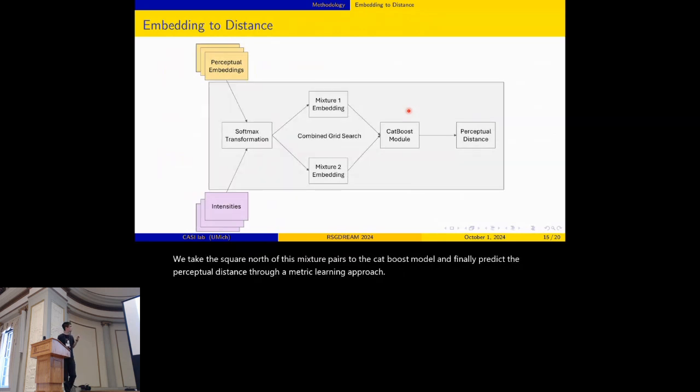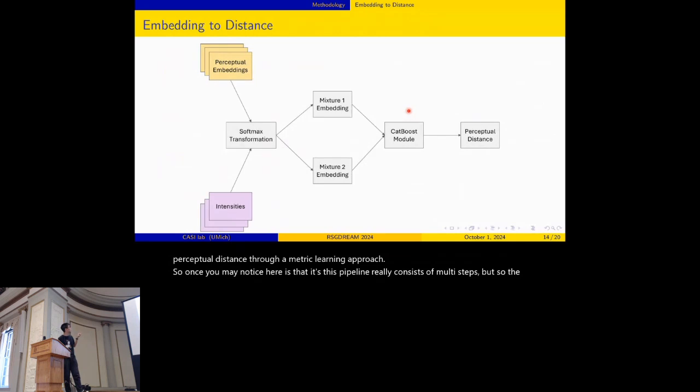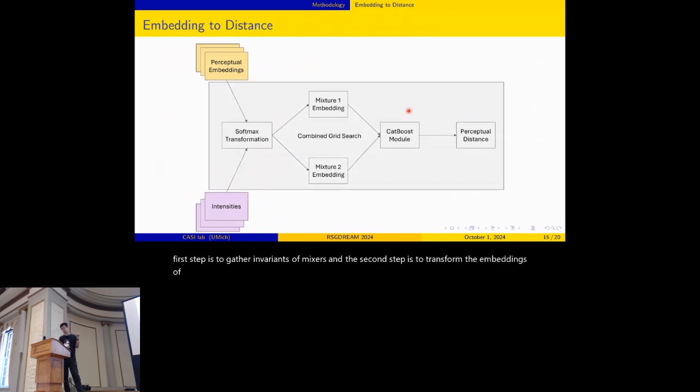So one thing you may notice here is that this pipeline really consists of multiple steps. The first step is to get the embeddings of mixtures, and the second step is to transform the embeddings of the mixtures to distance. But we cannot evaluate during the intermediate process. So we did a combined grid search based on the temperature tau and also on the hyperparameters of CatBoost, and also a few other hyperparameters to get the best result.